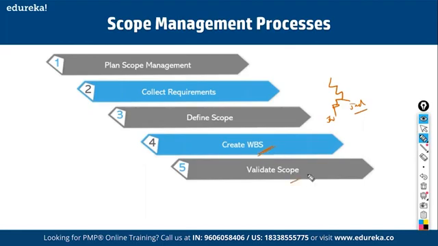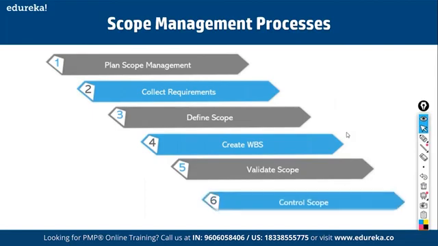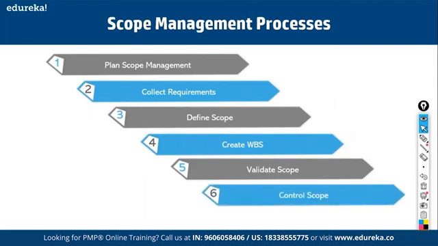Validate scope refers to getting the scope formally accepted by the customer. For example, if we are prototyping this pen, we have to get the prototype accepted by the stakeholders. That is called validate scope. And the last process is control scope. Control scope is a process of comparing what we plan to deliver with what we actually delivered. There could be variances, and we'll see how to manage them. This is about scope management. Now let us analyze these processes in detail one by one.